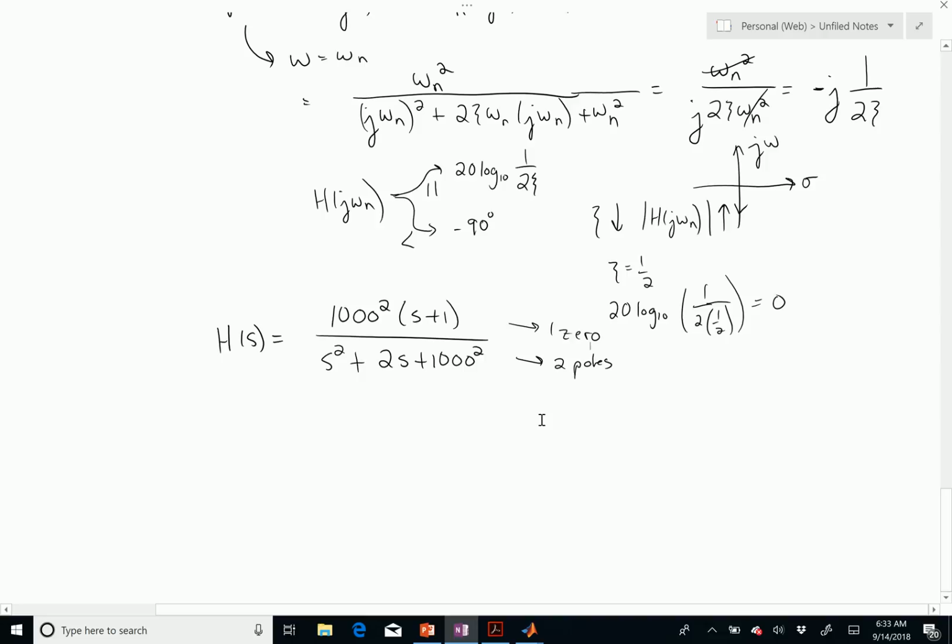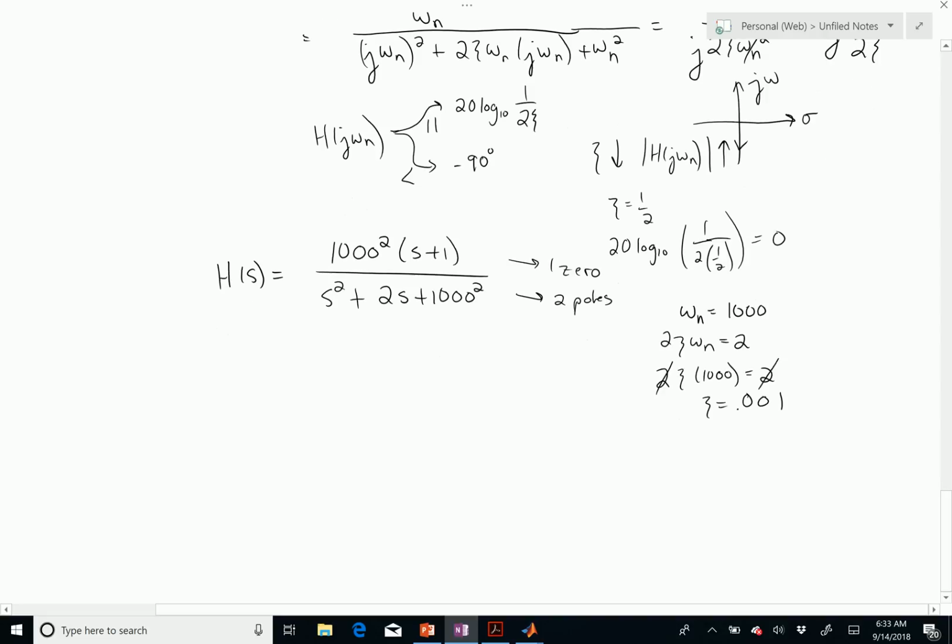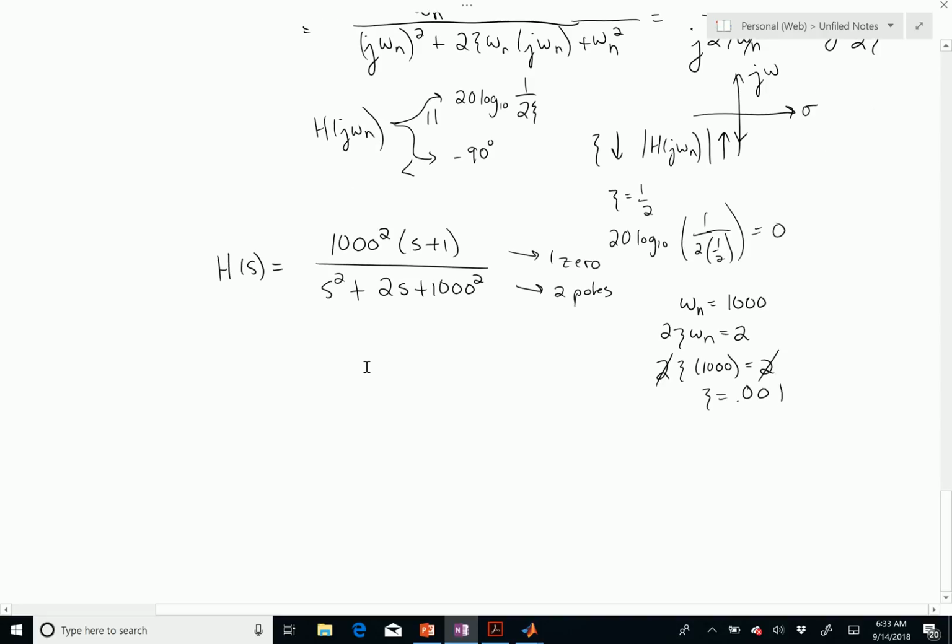It would appear that I'm clearly looking at underdamped. If you do your check on this, you'll see you're looking at underdamped. So I can see that omega n is 1,000. 2 zeta omega n is apparently equal to 2. So 2 zeta times 1,000 is equal to 2. The 2's cancel, so zeta is 0.001. That is tiny. So this is clearly underdamped. That means in this case I have the combination of pretty heavily underdamped poles and a 0.